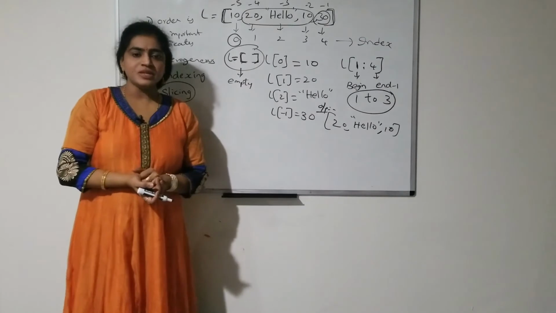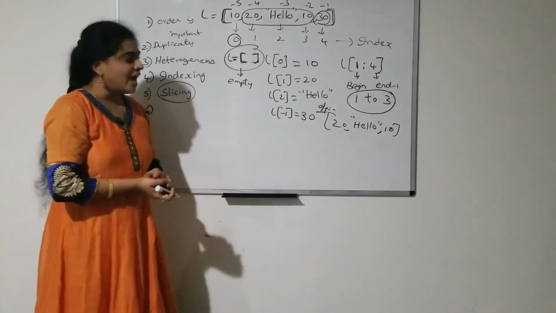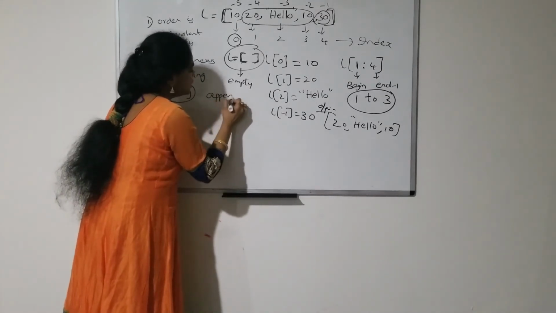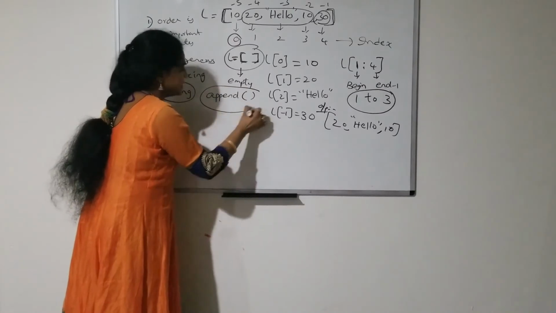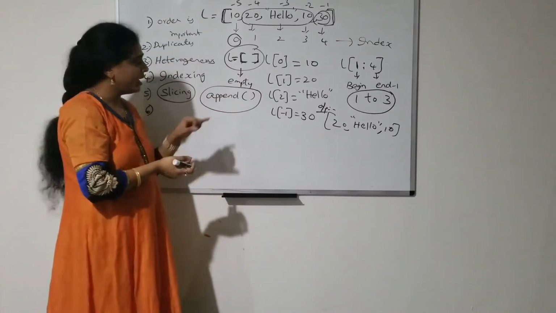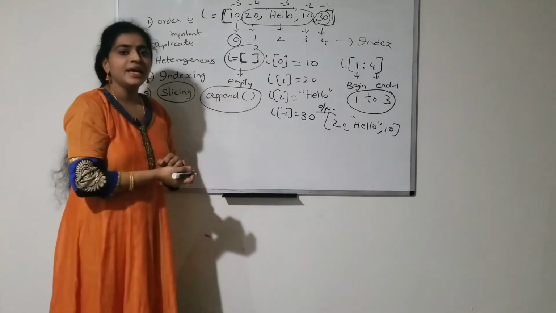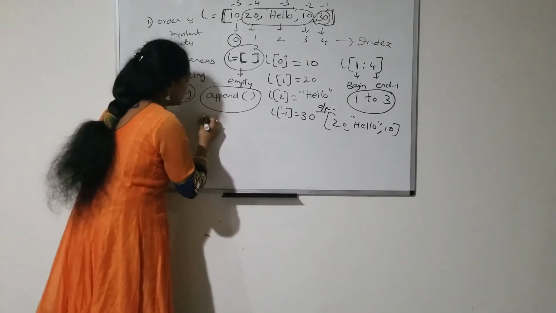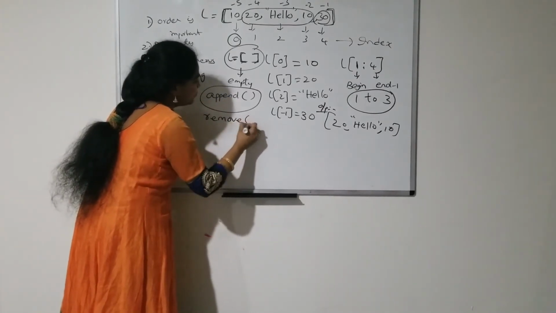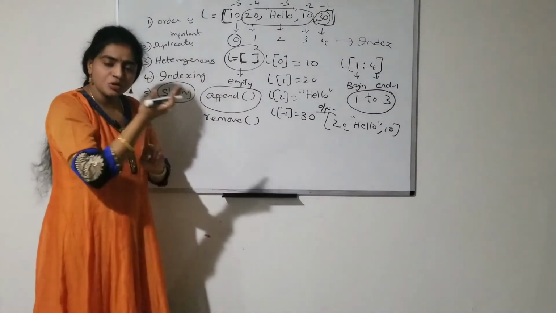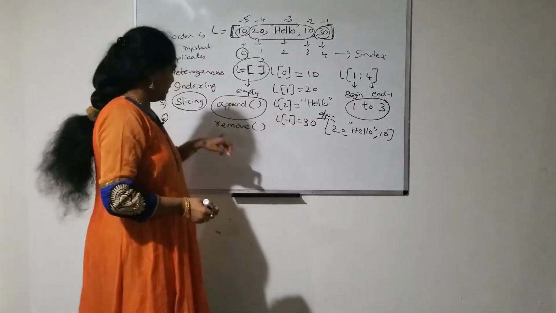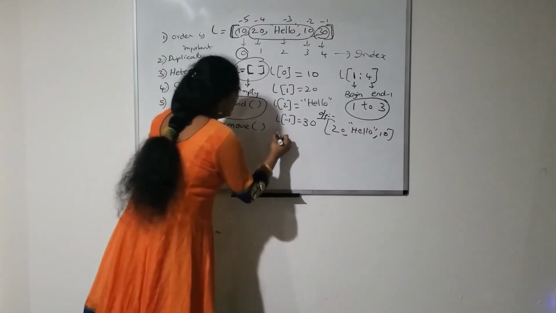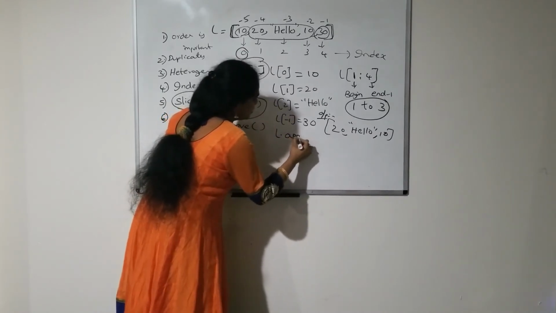For inserting elements in the list, we have a predefined function, that is append. Append is the built-in function which is used to insert elements in the list. Similarly, if you want to remove elements, we have another built-in function, that is remove. Remove is the function used to remove elements from the list. So here I have my empty list. So here L dot append of 10.